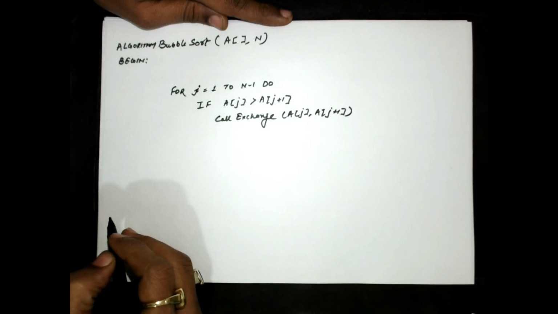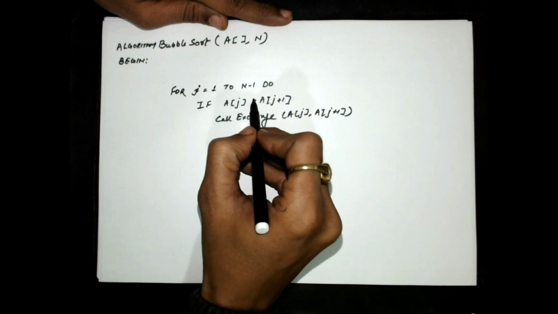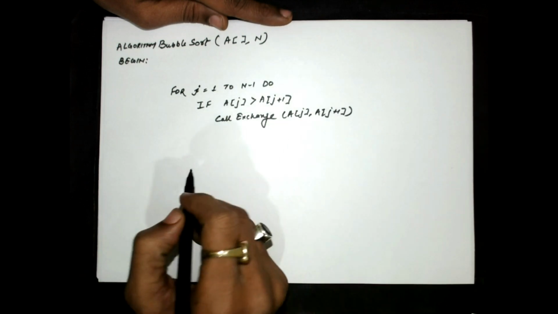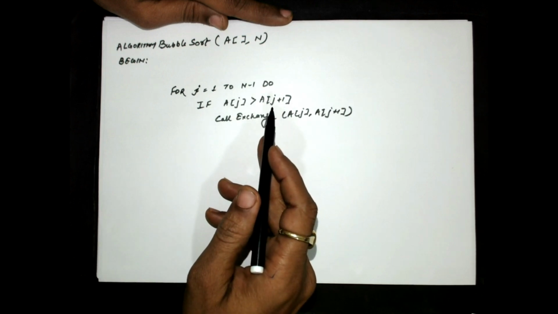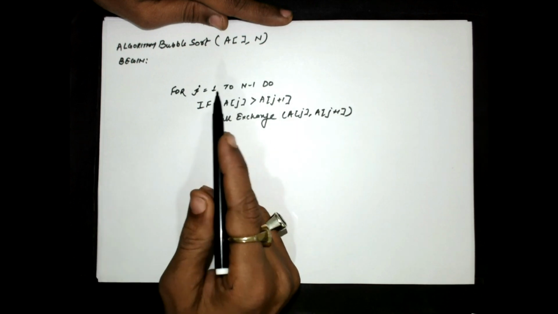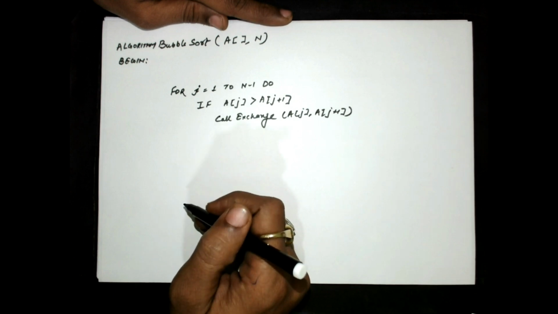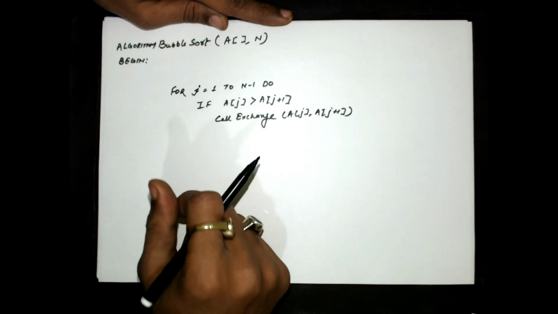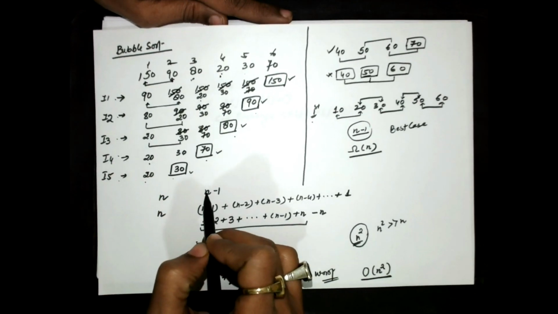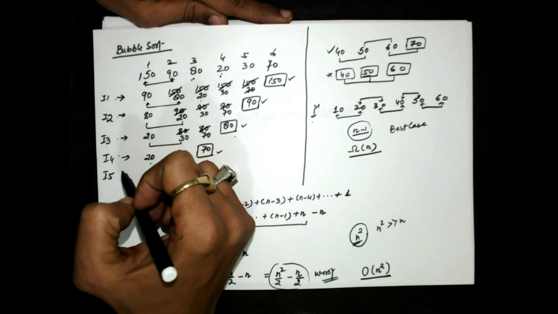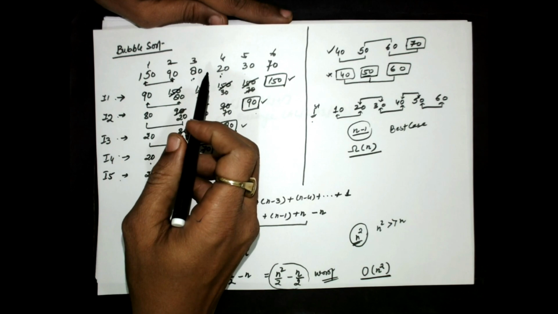So I have exchanged Aj and Aj+1 just because the previous number was larger than the next one. If the previous number is smaller than the next one, we do not need to do anything. But if the previous number is larger than the next one, we will exchange these two. So this is the algorithm for the first iteration. Now you can see that there will be n-1 iterations of the similar kind.